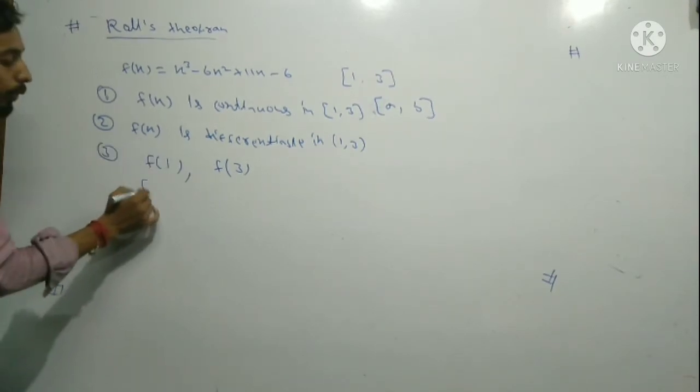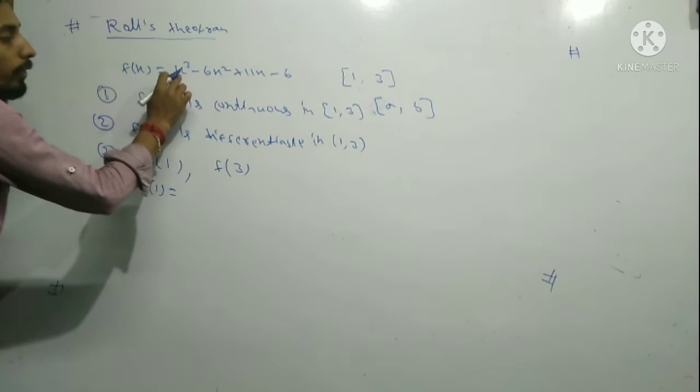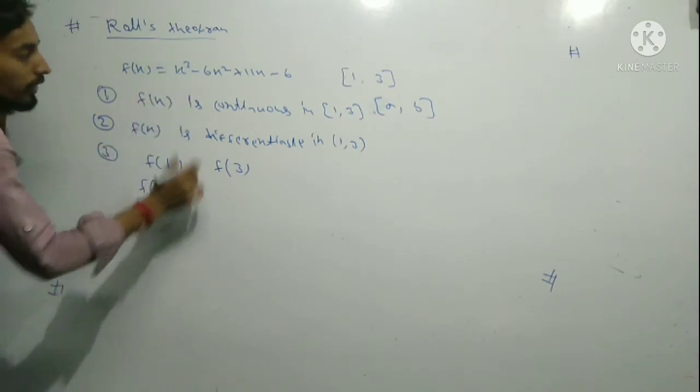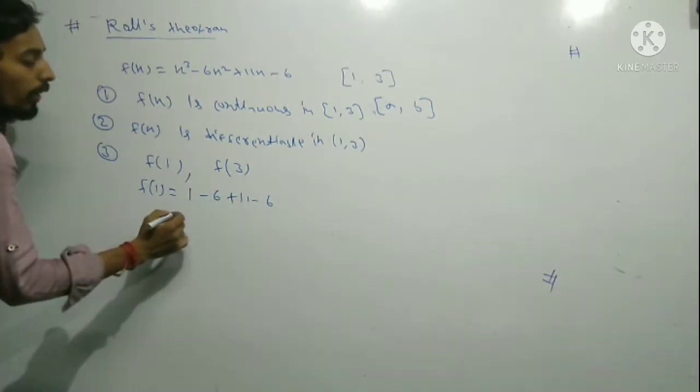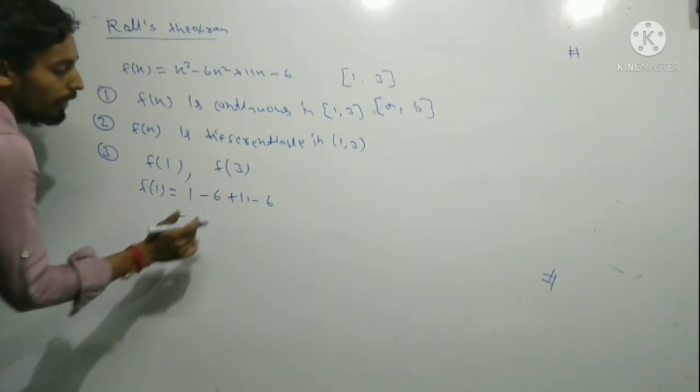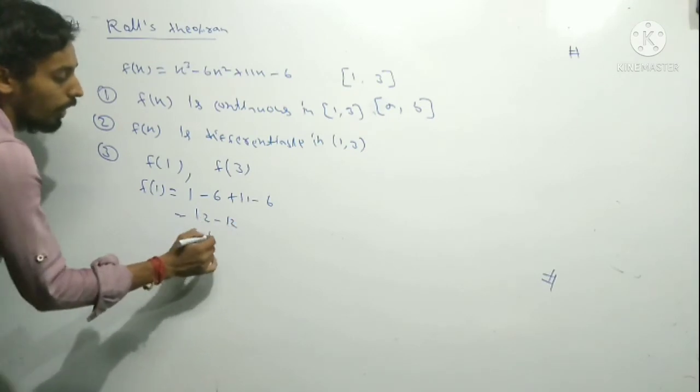So we find the value of f(1). We put x equal to 1. When we put x equal to 1, what do we get? 1 minus 6 plus 11 minus 6. So 11 plus 1 is 12, 12 minus 12, which is 0.